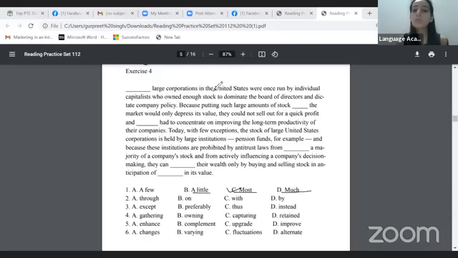So most large corporations in the US were once run by individual capitalists who owned enough stock, because putting such large amounts of stock dash the market would only depress its value. Whenever we put something in the market, let's say you want to sell your car, what language do we use? Put it on the marketplace for sale. So we use on the market always when we put anything for sale in the market. And especially with the word put, we always go with on.